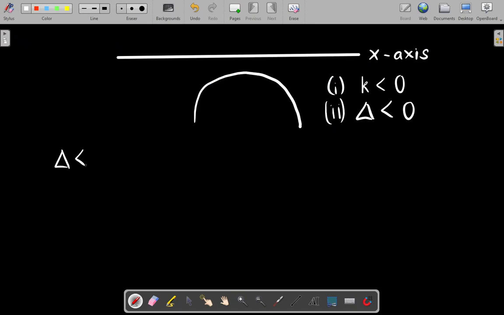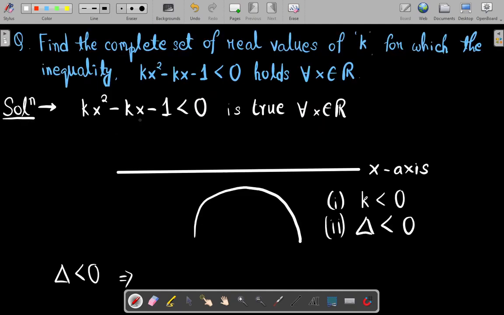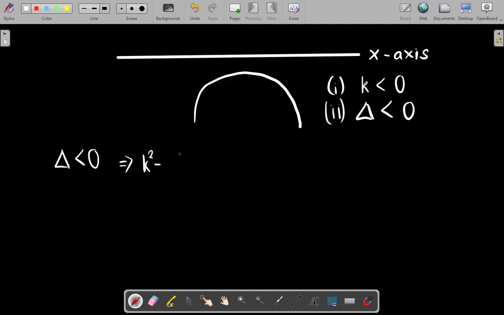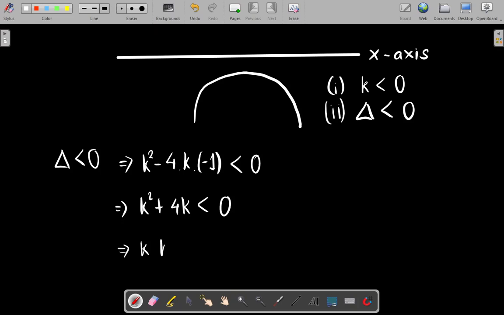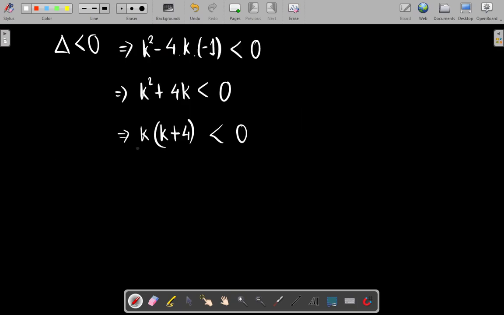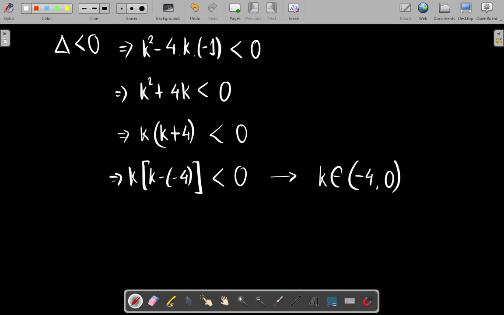So the discriminant, if it is less than 0, this implies that here it will be k² − 4 times k times (−1) is less than 0. On simplifying, this becomes k² + 4k < 0, which on factorizing becomes k(k + 4) < 0, which is basically k(k − (−4)) < 0. So from here, this gives the range of k, which is that k must lie between −4 and 0, open, since this is a strict inequality.